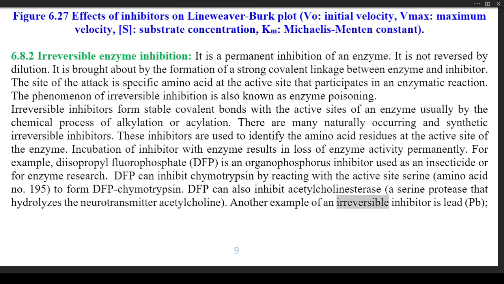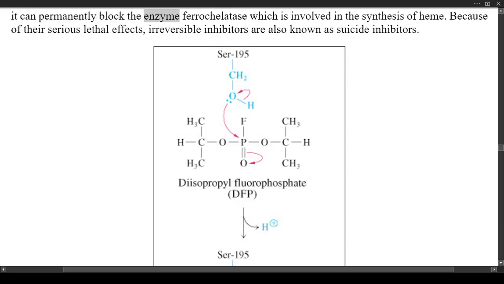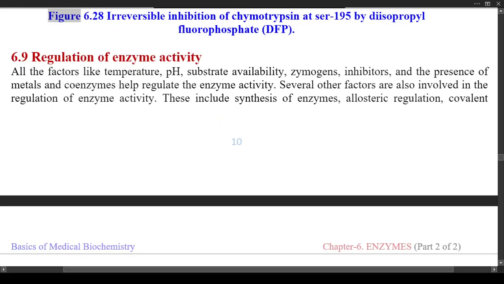Another example of an irreversible inhibitor is lead, Pb. It can permanently block the enzyme ferrochelatase, which is involved in the synthesis of heme. Because of their serious lethal effects, irreversible inhibitors are also known as suicide inhibitors. Figure 6.28 Irreversible inhibition of chymotrypsin at Ser 195 by diisopropyl fluorophosphate, DFP.